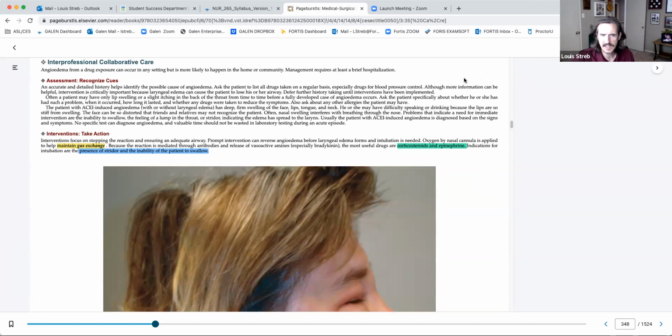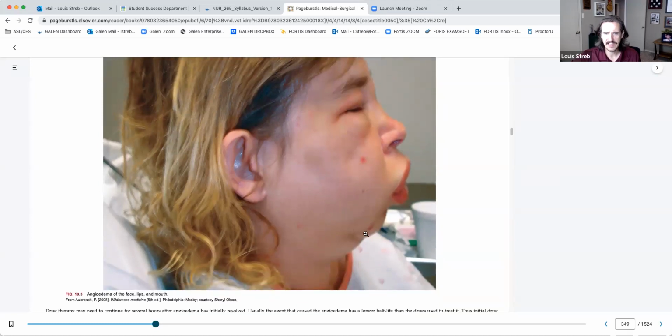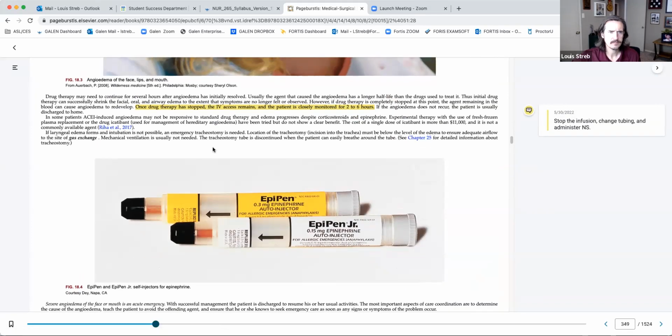So corticosteroids and epinephrine are what we're going to anticipate giving anytime we hear that stridor or notice an inability of the patient to swallow. Here's a picture of angioedema, and you can see how it can occlude your airway if you're not careful.